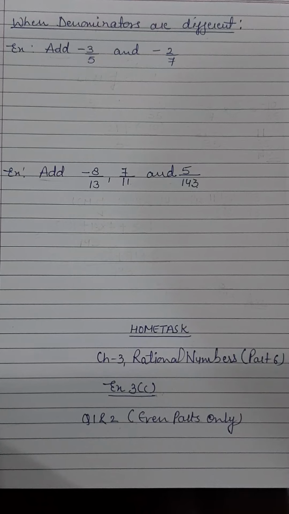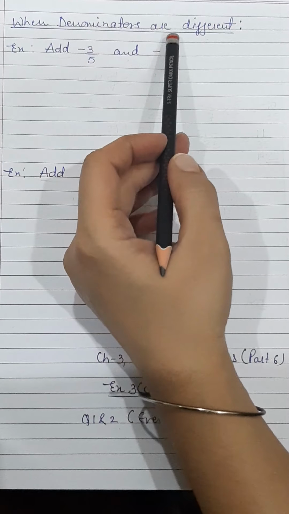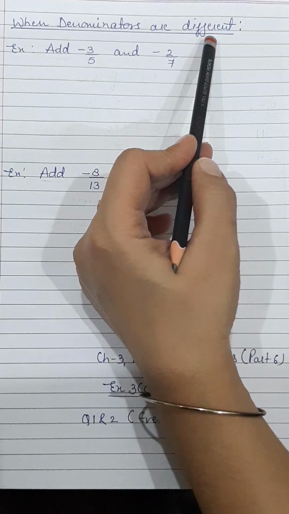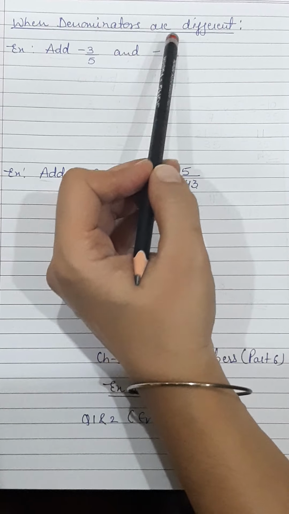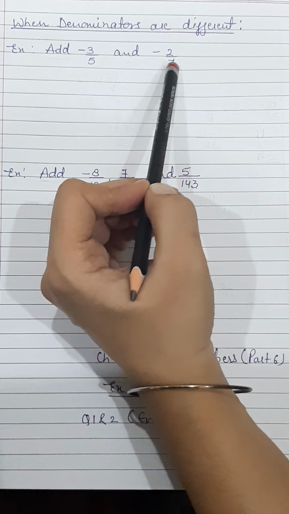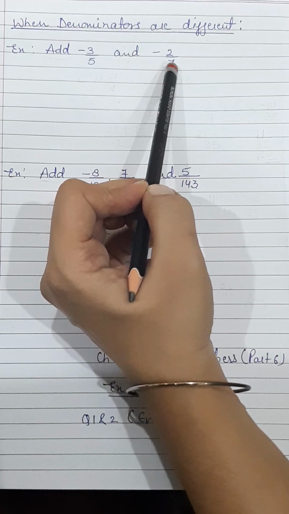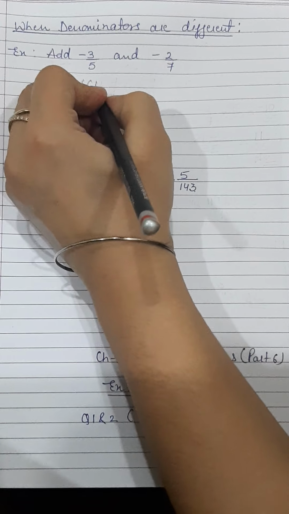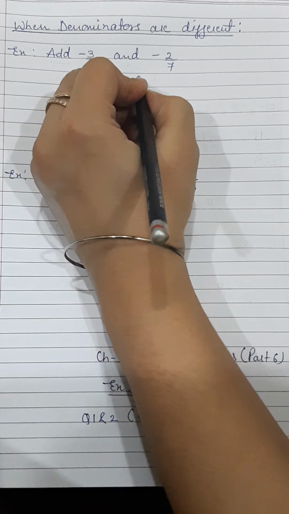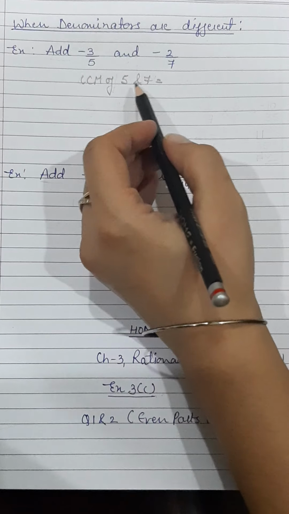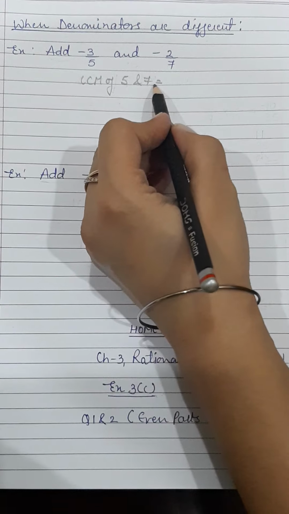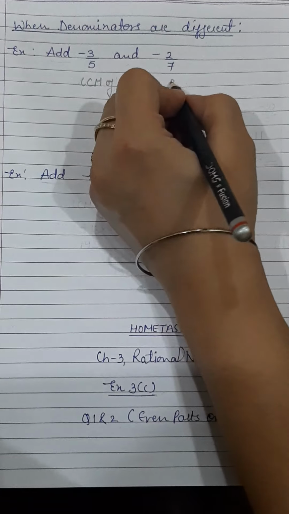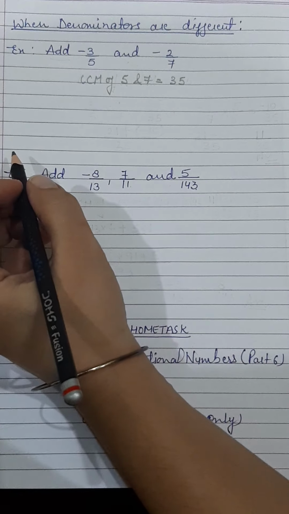When denominators are different, in that case, if you have to add minus 3 by 5 and minus 2 by 7, here you can see 5 and 7 are the denominators which are different, so you have to take LCM. LCM of 5 and 7. What will be the LCM of 5 and 7? Both are prime numbers, so you have to just multiply. 5 sevens are 35. 35 will be the LCM, right?